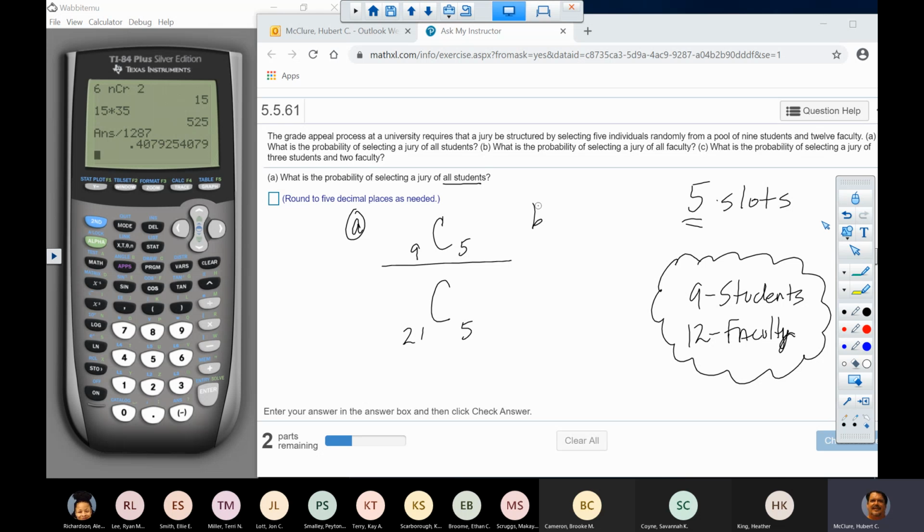B, 21, combination 5. And what would B be? B's going to be all what? All faculty. What would all faculty be? What? 12. 12.